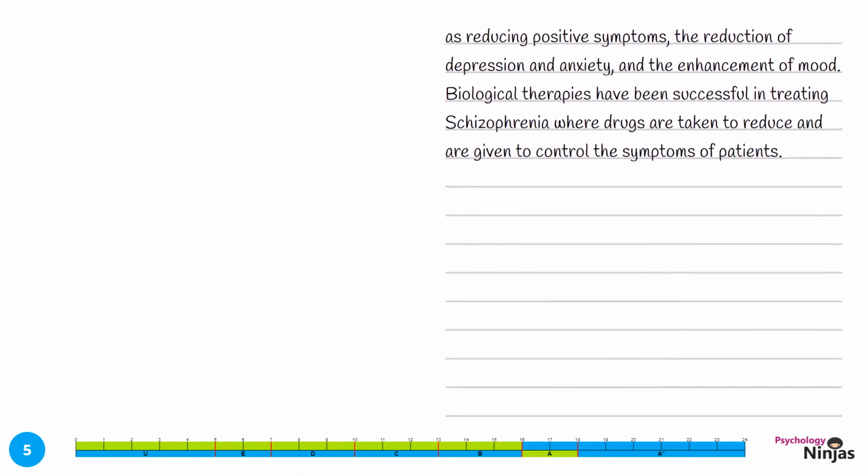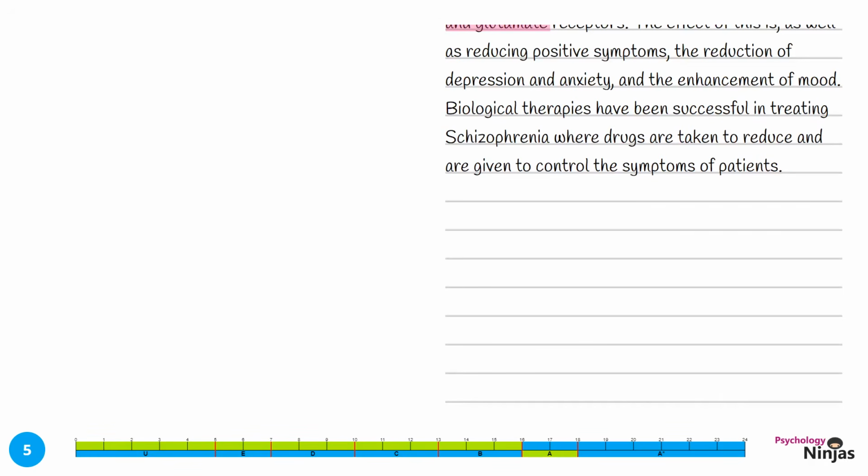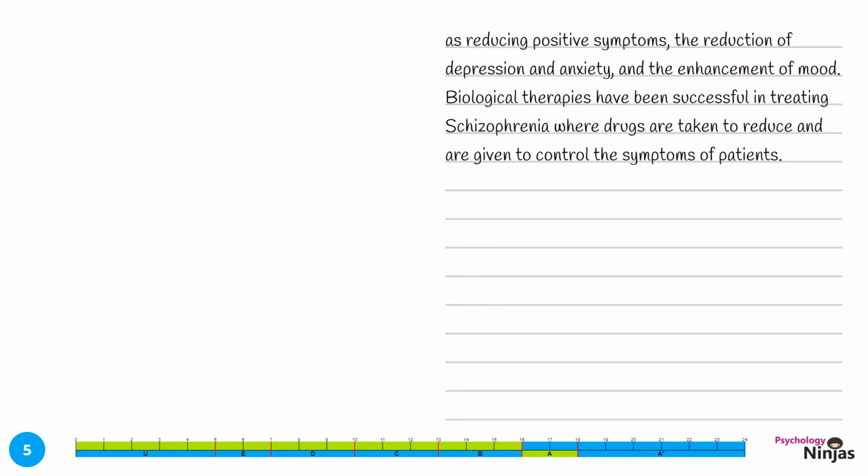Biological therapies have been successful in treating schizophrenia, where drug therapies are given to control the symptoms of patients. This evaluation is all about the effectiveness of drug therapies as a treatment, and so is going to require some research. Let's develop our explanation by giving some research.